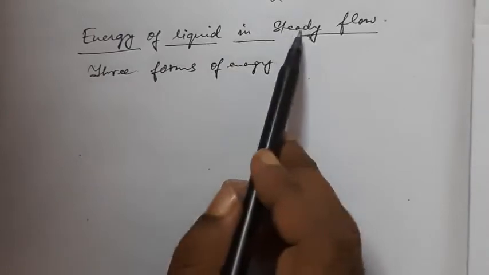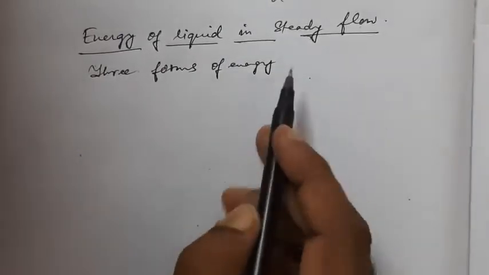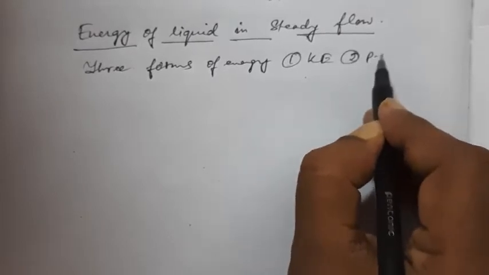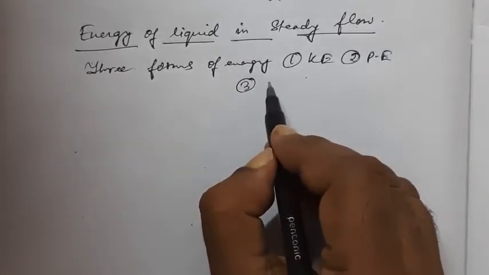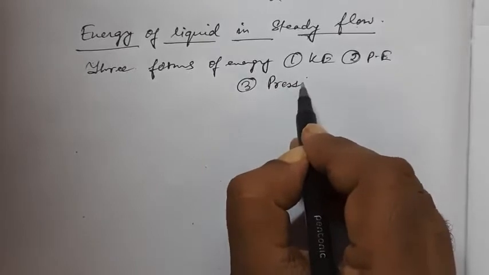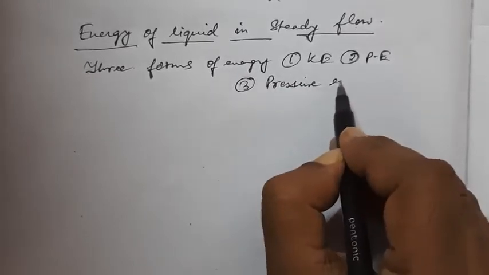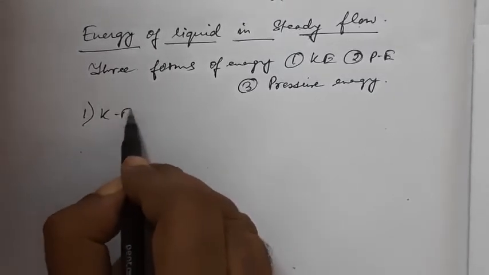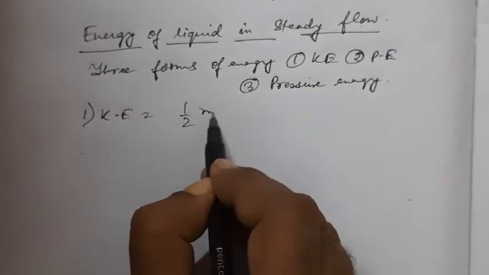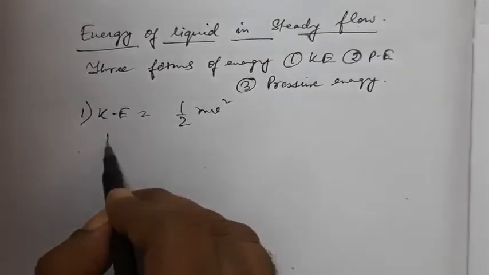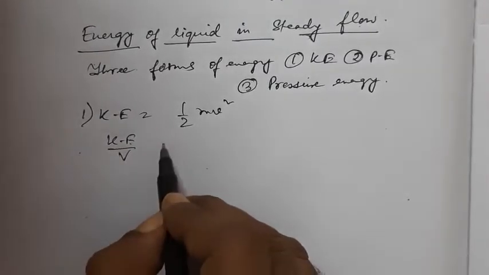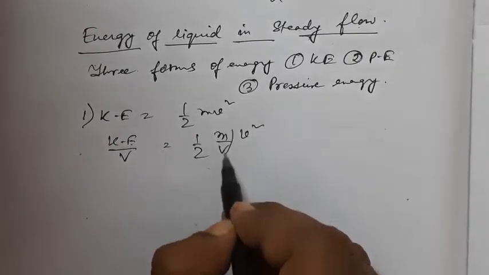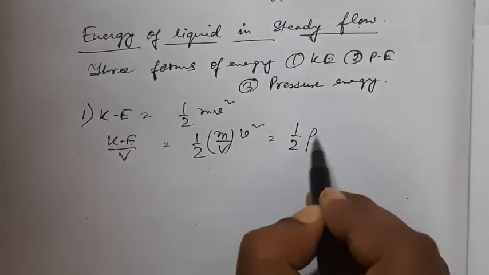Energy of liquid in steady flow. There are three forms of energy. One is kinetic energy, second one is potential energy, and third one is pressure energy, or energy due to pressure. Now the first one is kinetic energy. We know it to be half mv square. Now kinetic energy per unit volume becomes half m by V v square. V is the volume, so m by V means density, half rho v square.